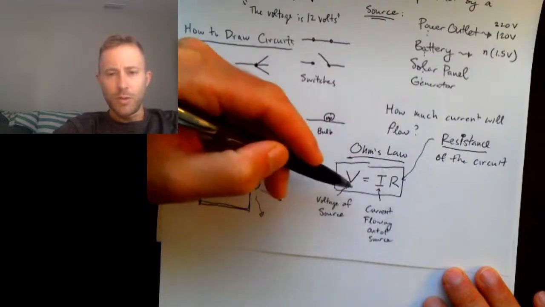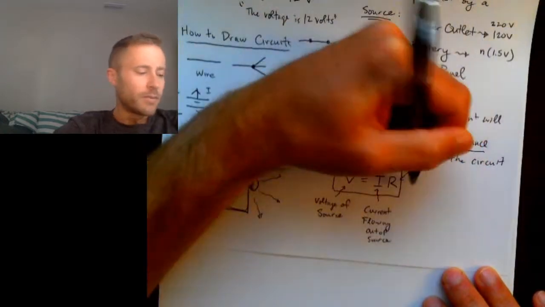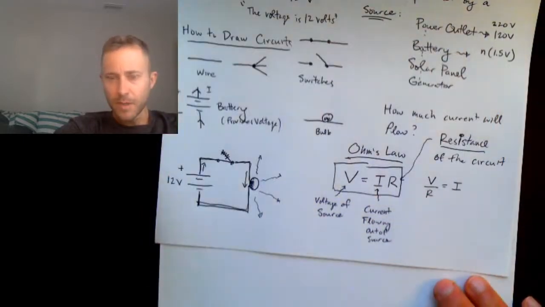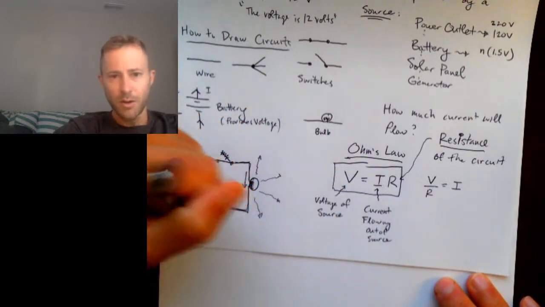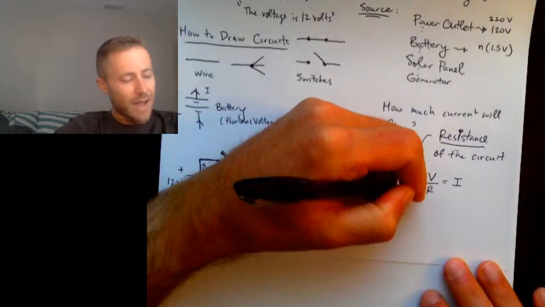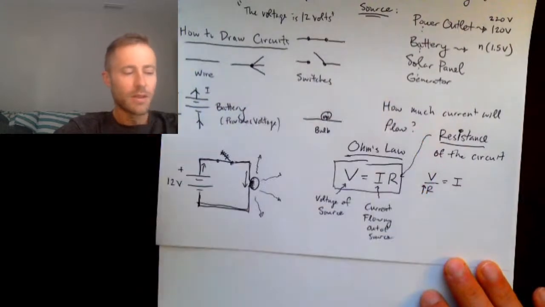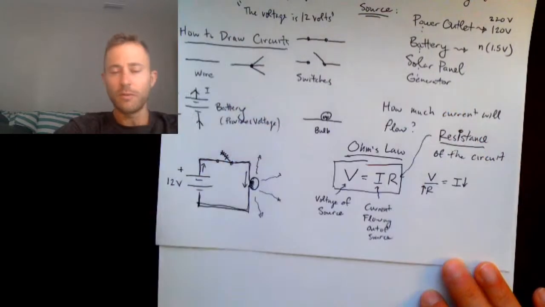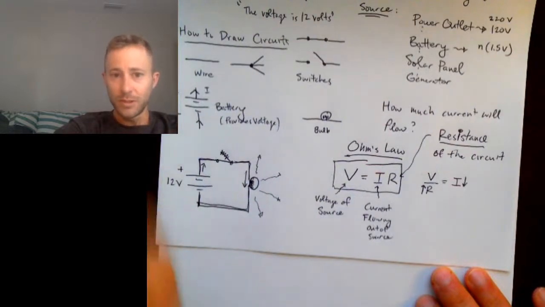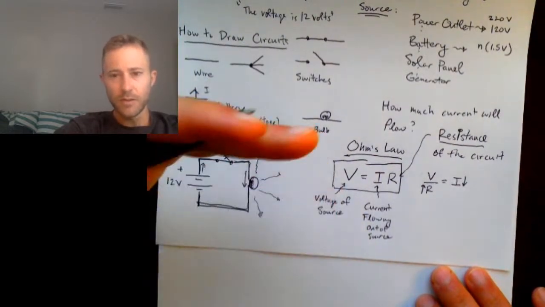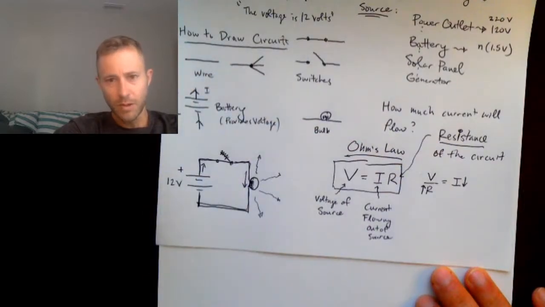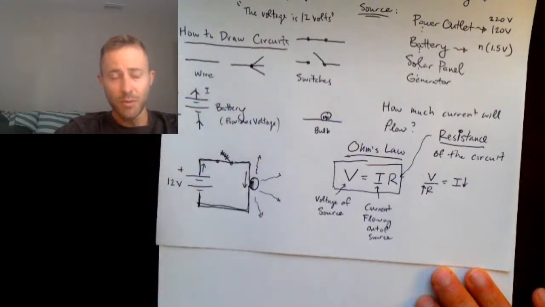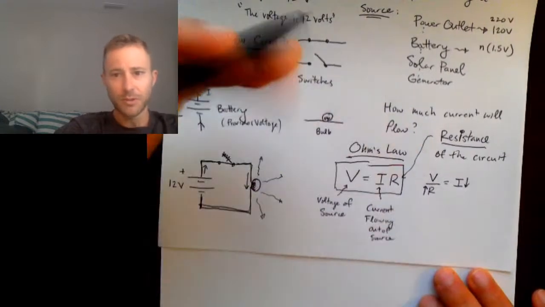If we rewrite Ohm's law and we say V over R equals I, that's the same equation, right? I just divided both sides by R. You can see that as the resistance increases, that's going to make the denominator bigger, which is going to reduce the current flow. So more resistance means less current flow. Okay? So that depends basically on the type of light bulb you have. Okay? You can have different light bulbs.